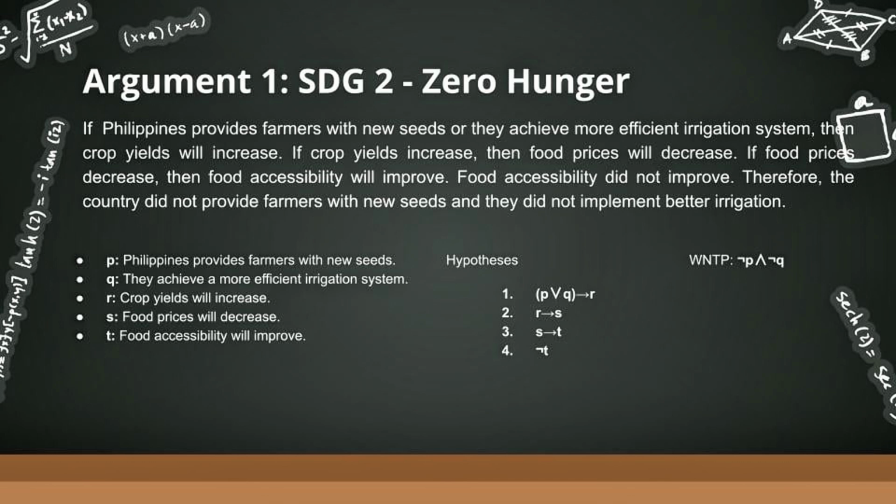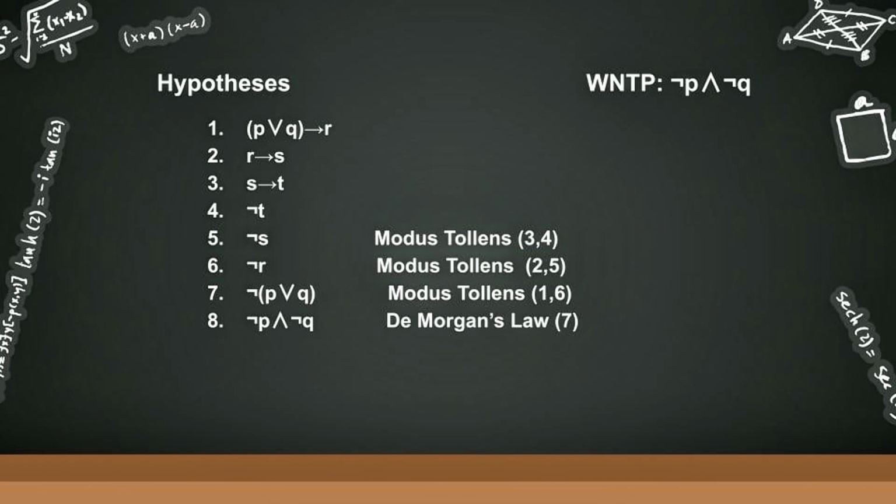So we have here our propositions P, Q, R, S, and T, where P: Philippines provides farmers with new seeds, and Q: they achieve a more efficient irrigation system. R: crop yields will increase, and S: food prices will decrease, and lastly T: food accessibility will improve. Basing from our argument, we now have four hypotheses and what we need to prove. So, we need to prove the negation of P and negation of Q.